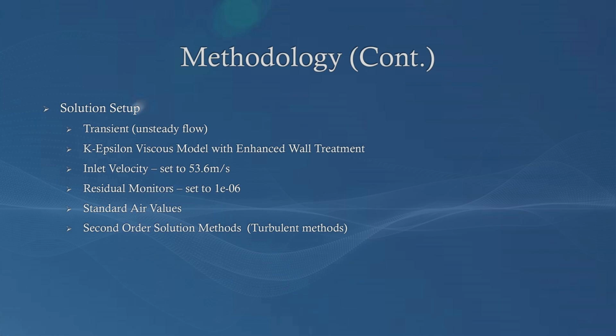Continuing with the methodology for our solution setup, we used a transient unsteady flow with a k-epsilon viscous model with enhanced wall treatment. Our inlet velocity was set to 53.6 meters per second, which is terminal velocity. Our residual monitors were set to 1 times 10 to the negative 6. We used standard error values, and we did second-order solution methods for the turbulent methods.